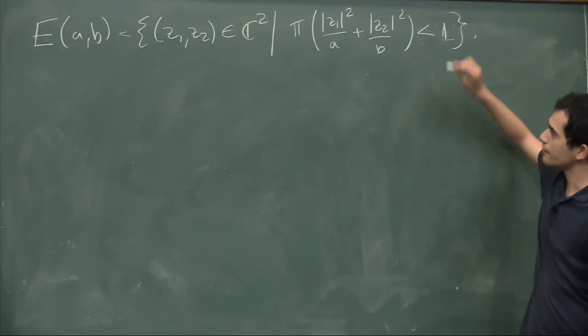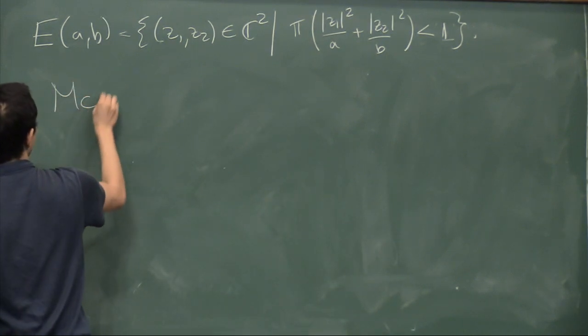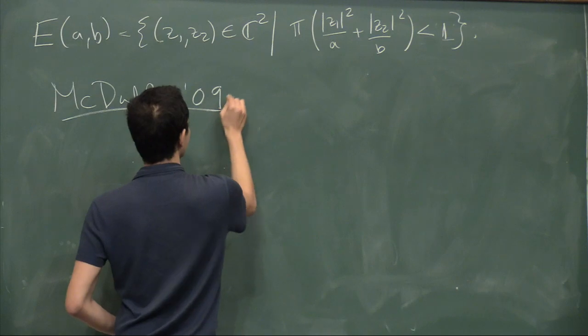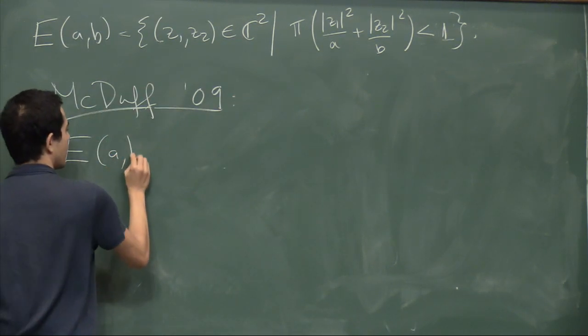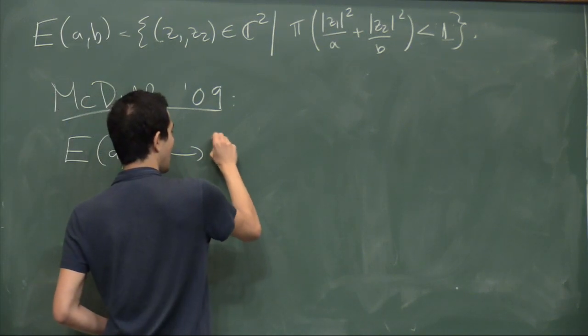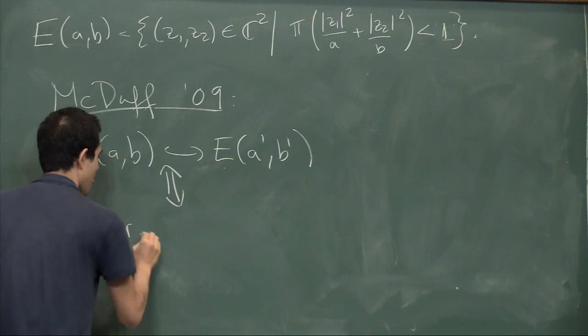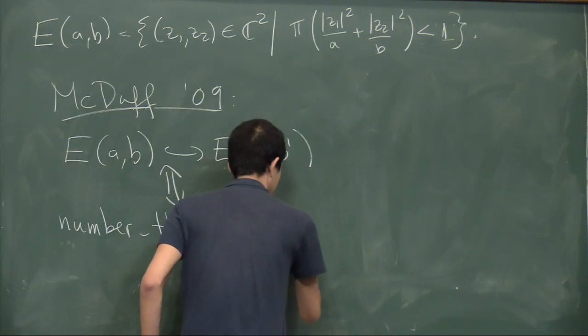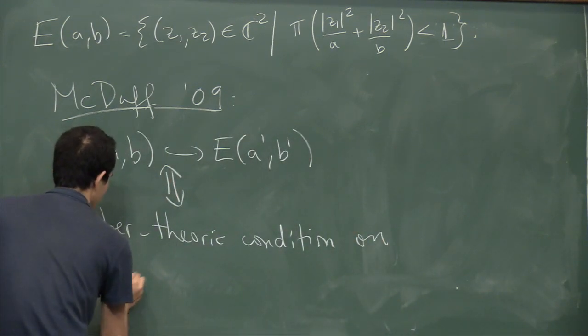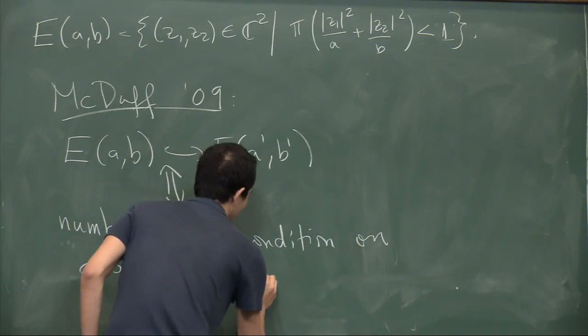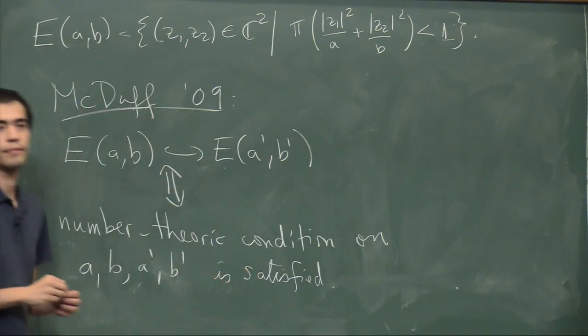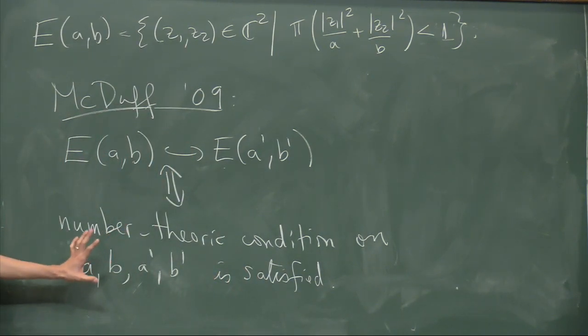Okay, so then McDuff proved in 2009 that an ellipsoid with parameters a, b symplectically embeds into an ellipsoid of parameters a prime, b prime, if and only if a number theoretic condition on a, b, a prime, and b prime is satisfied. Okay, so I won't tell you what it is, but it's a pretty simple number theoretic condition on these 4 numbers. And you should think that that's quite amazing, because in general, it's quite difficult to say when symplectic embeddings exist or when they don't exist.